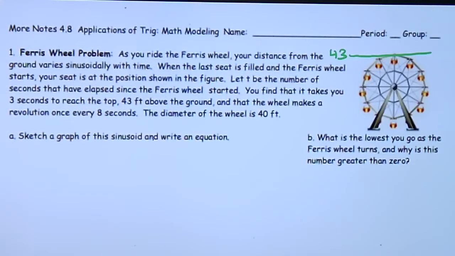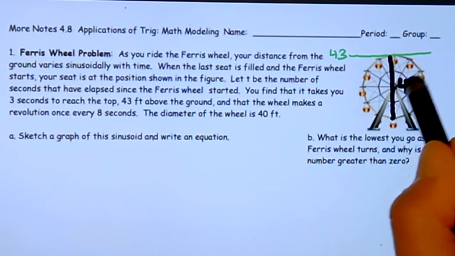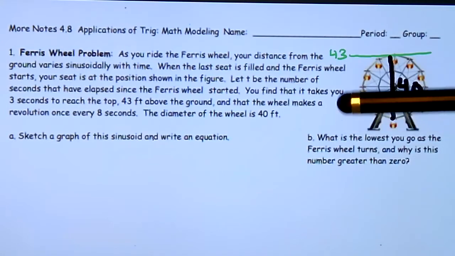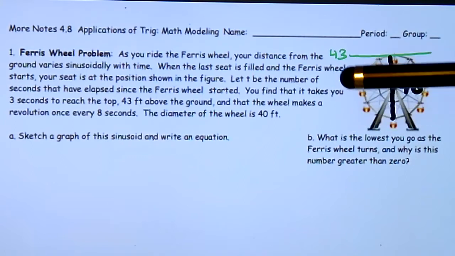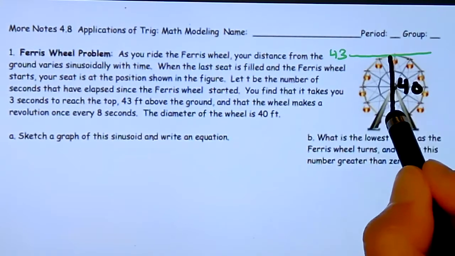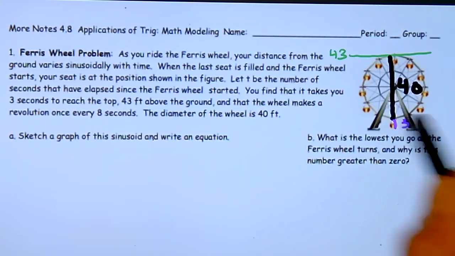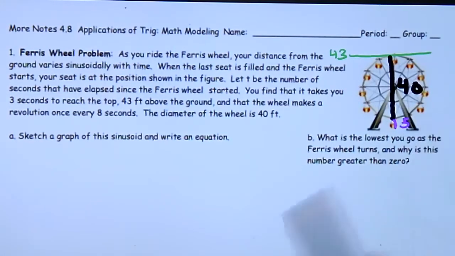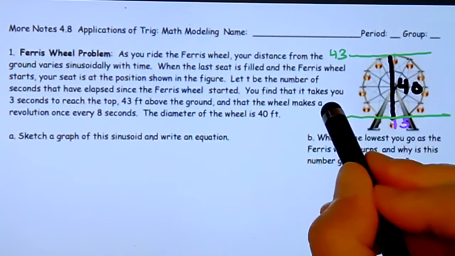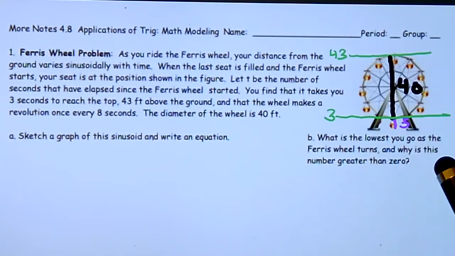Now, I know that the diameter is 40. Okay, so let me draw that in. So I know from here to here is 40. So what that means is if this is 40 for the diameter of the Ferris wheel, and the top of the Ferris wheel is 43 from the ground, that's going to make this piece to the ground 3. So my low is going to be at 3. The high is at 43.